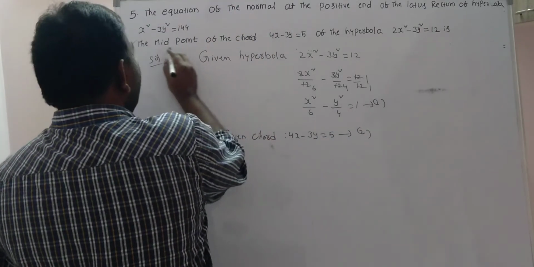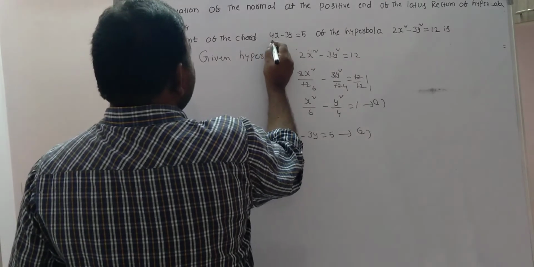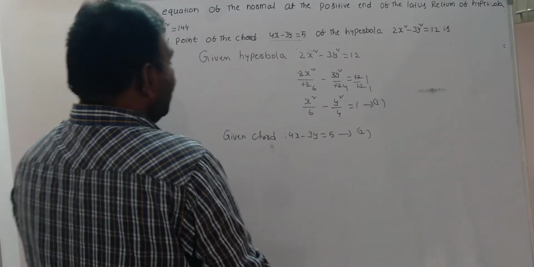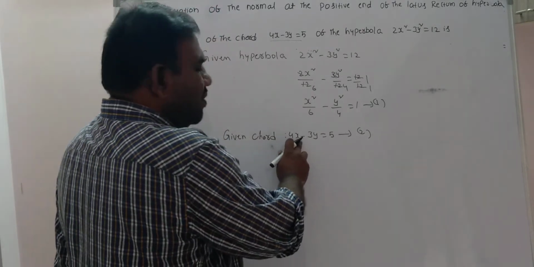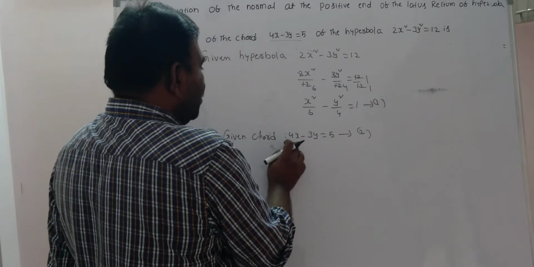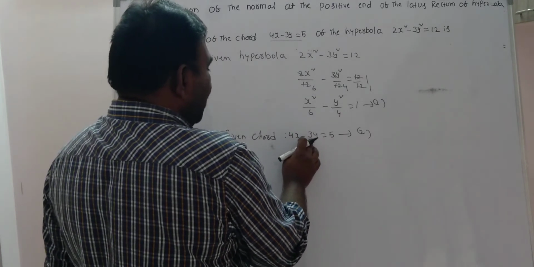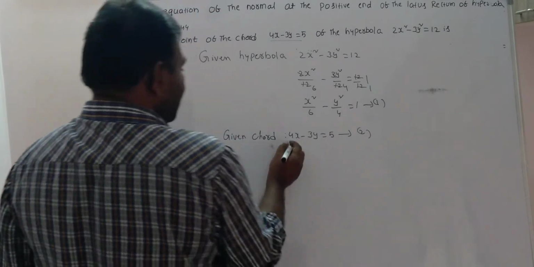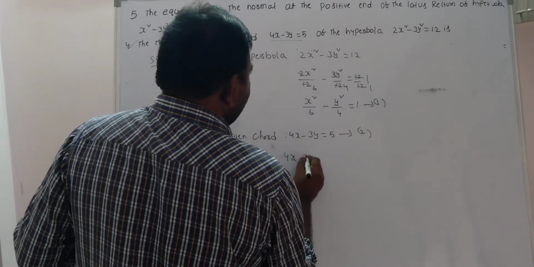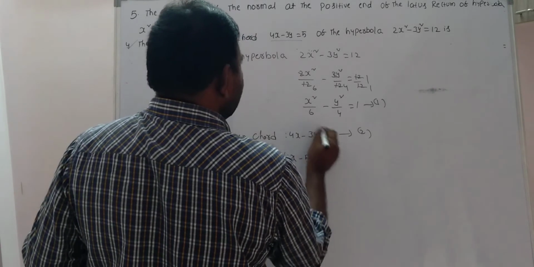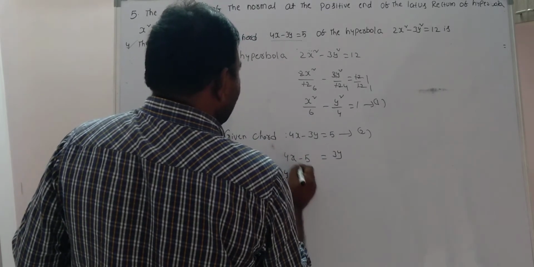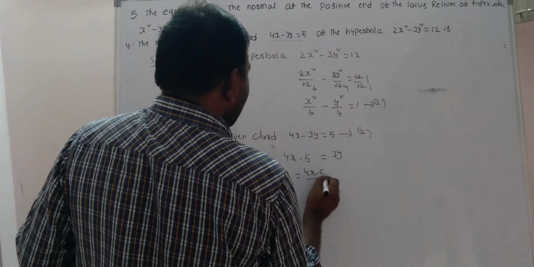What do you want? The midpoint of the chord. He wants the midpoint of this chord of the hyperbola. So here we find the midpoint of the chord. The midpoint of the chord means the point lying on this chord. So first of all we eliminate the y value. 4x, 5 take this side, it becomes minus 5. Minus 3y take that side, becomes plus 3y. So y equal to 4x minus 5 by 3.